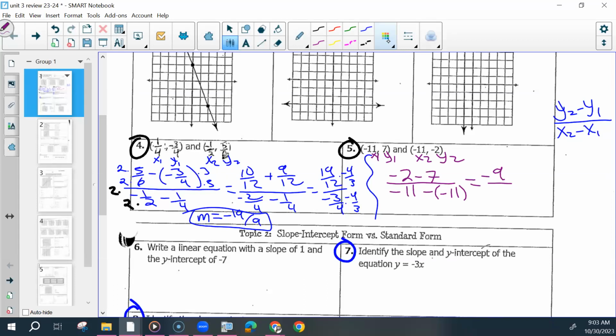The final answer is with this part. 0. So here you get something over 0, which is undefined. If you're not sure whether this is 0 or undefined, put this in the calculator. It's either going to give you 0 or error. Error is undefined. Questions on that one?